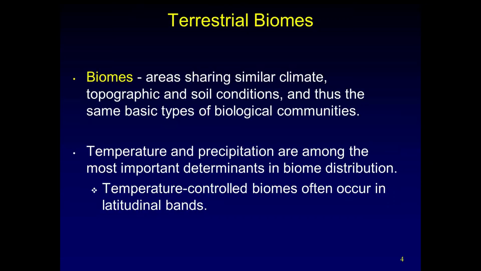Like, for example, you'll find most of the deserts of the world along 30 degrees north. There's a reason for that. You'll find that tropical rainforests are typically between 0, the equator, and about 15 degrees north and south. So all of the tropical rainforests are located right along the equator. So that's what we mean by temperature-controlled biomes often occur in latitudinal bands. Again, bands that are a particular distance north or south of the equator.